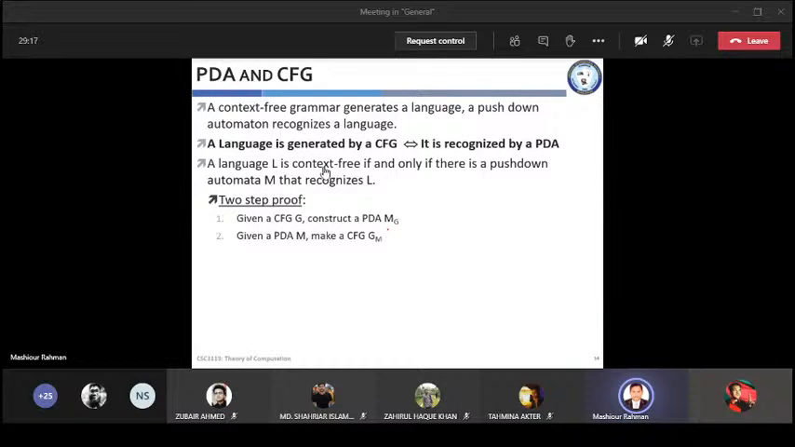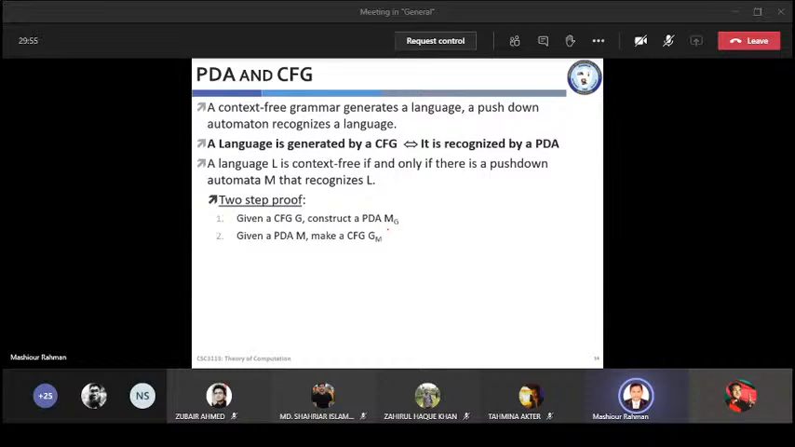Now, the relationship between PDA and CFG, because we know that CFG is the one through which we can describe a language and PDA is the one through which we can recognize the CFL. So one is describing, another one is recognizing. So then obviously these two must have a relationship between each other. That means they can be transformed or converted to each other easily. So a context-free grammar, that is CFG, generates a language. A push-down automaton, that is PDA, recognizes a language. So that is the difference between CFG and PDA.